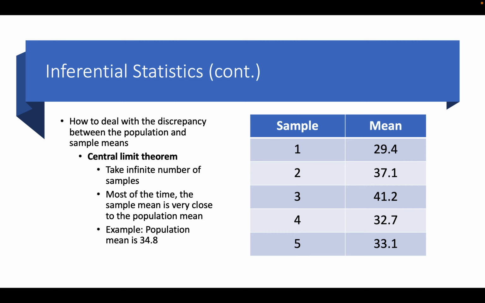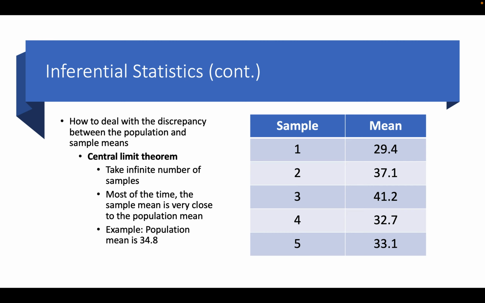So if we randomly sampled 10 countries 5 times, then this table on the right-hand side tells us what the mean value for the percentage of the population that lives under $2 a day is in that small sample. So we can see 29.4 for sample 1, 37.1 for sample 2, 41.2 for sample 3, 32.7 for sample 4, 33.1 for sample 5, all randomly generated samples from that larger population. And the population mean, again to remind you, is 34.8. So 34.8 is relatively close to each of those small sample mean values.